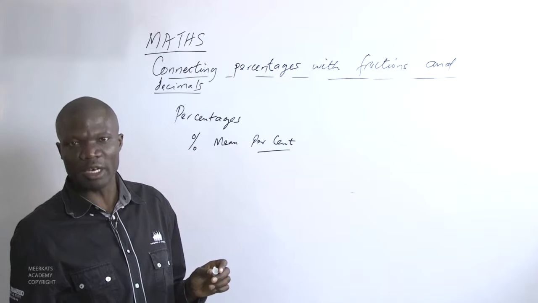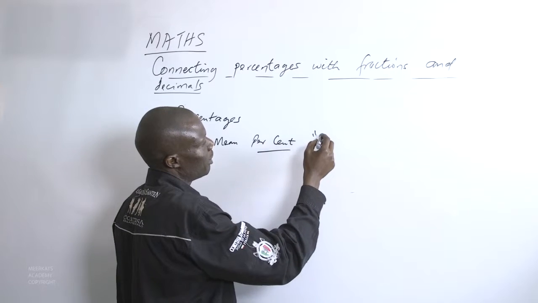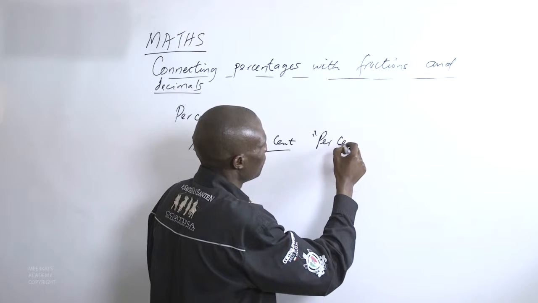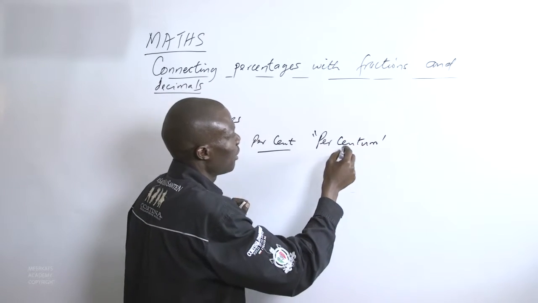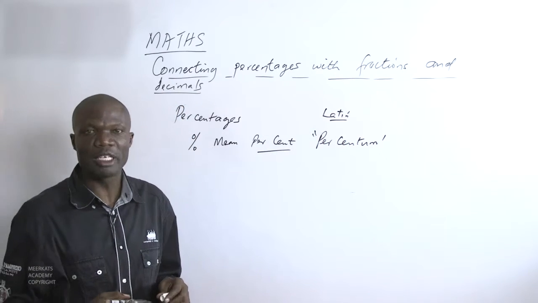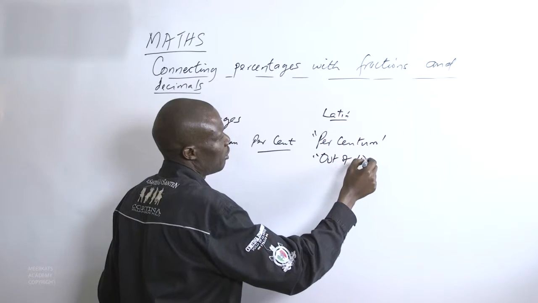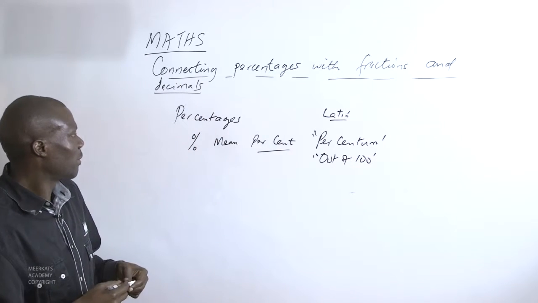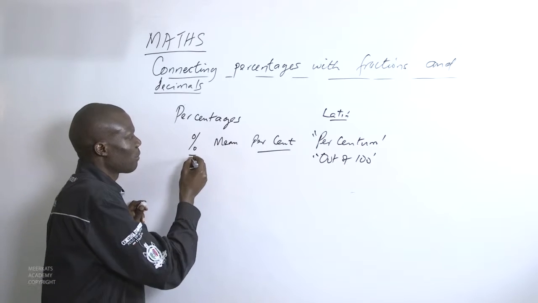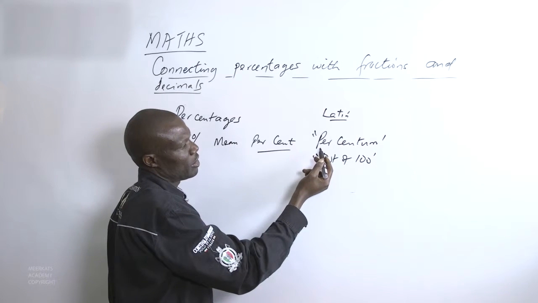Percent comes from a Latin word, percentum, which means out of 100. So the symbol we are going to use is like this. It means percent.